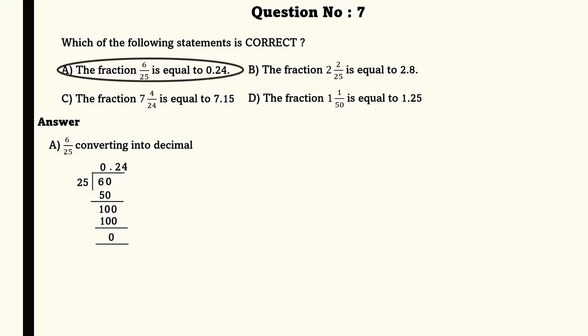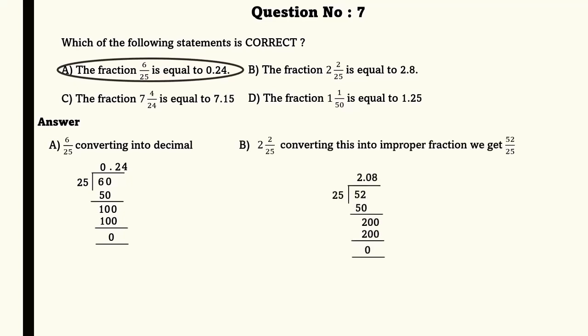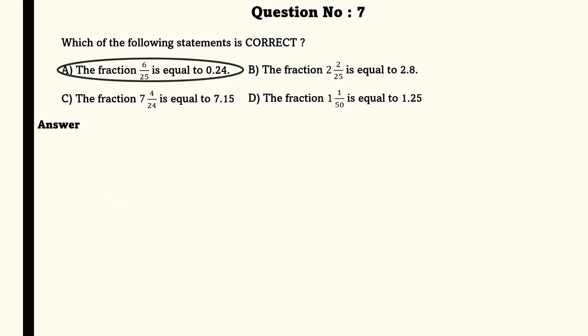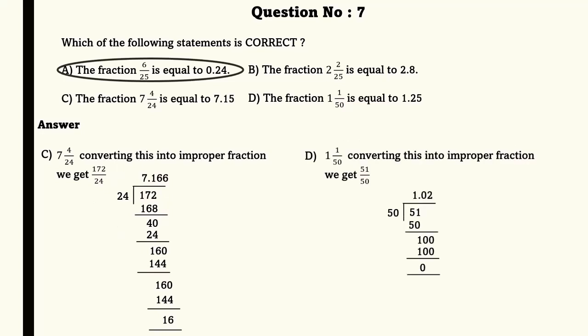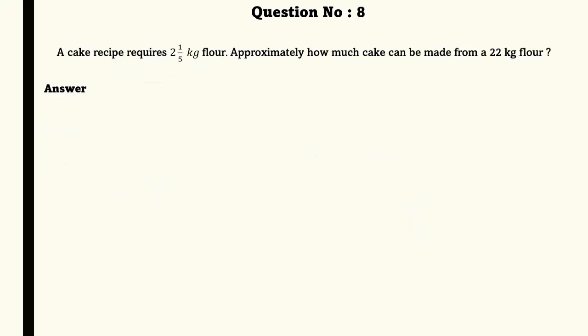But let us just look at the B option and all the other options. B option will get 2.08, but in the option they have given 2.8, wrong. C option, we will get 7.166, but they have given 7.15, which is also wrong. D option, it is 1.02, but they have given 1.25. This is also wrong.